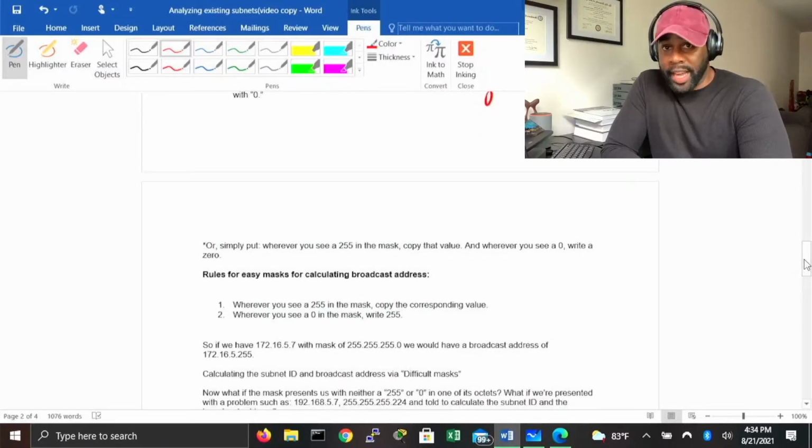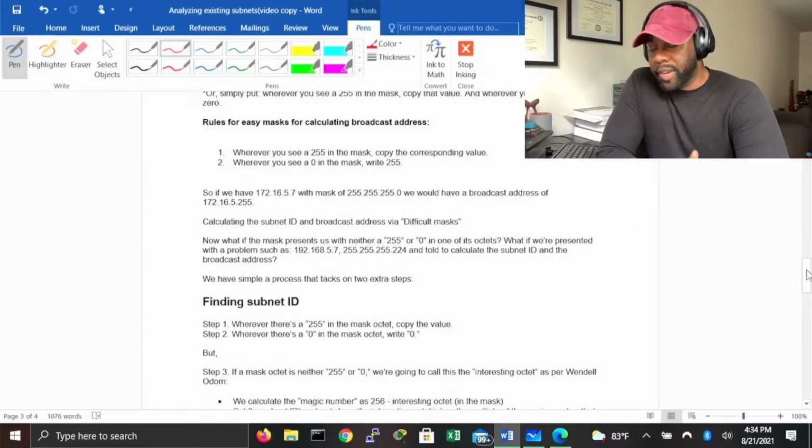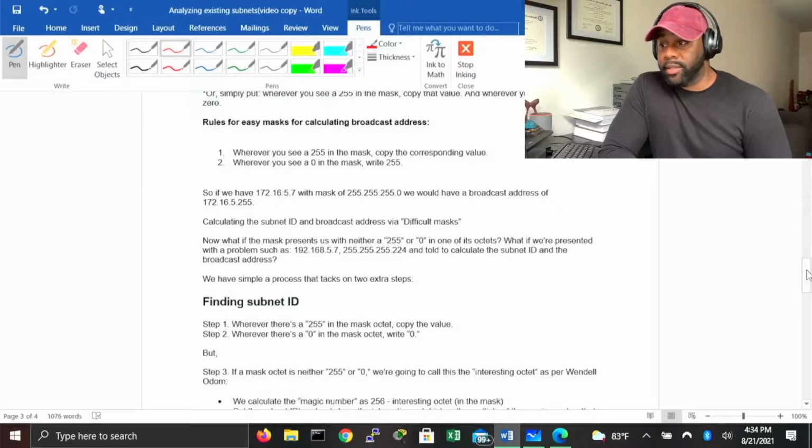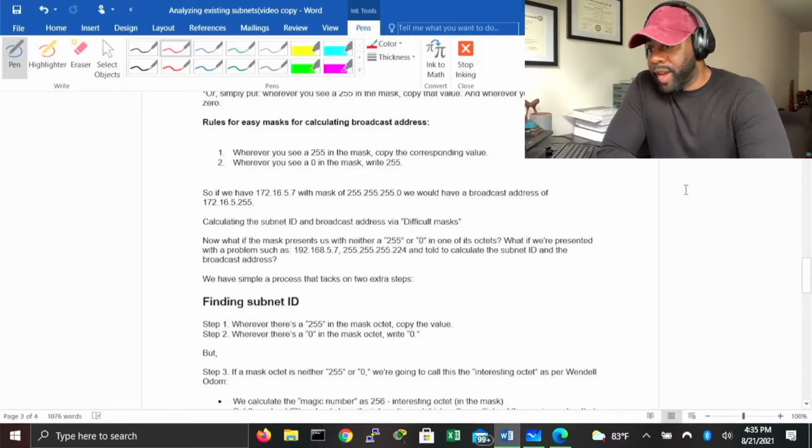But what about the broadcast address? Well, the broadcast address is just as simple. So, the rules for easy masks for calculating broadcast addresses: wherever you see a 255 in the mask, copy the corresponding value. It's not even similar, it's the exact same thing as the first rule for finding the subnet ID. You're just doing the same thing here when it comes to getting the broadcast address. Wherever you see a 255 in the mask, copy the corresponding value. Pretty straightforward.